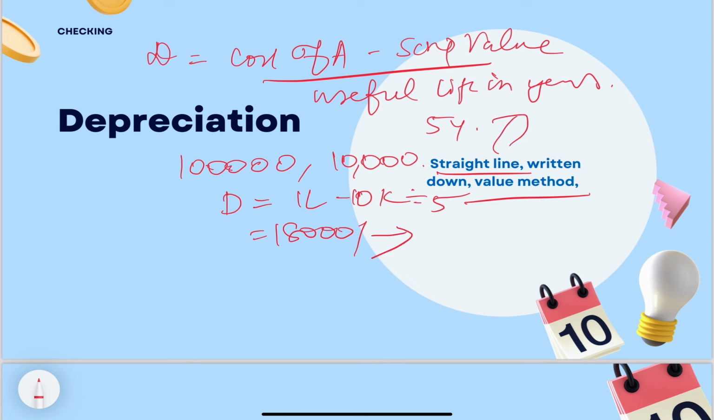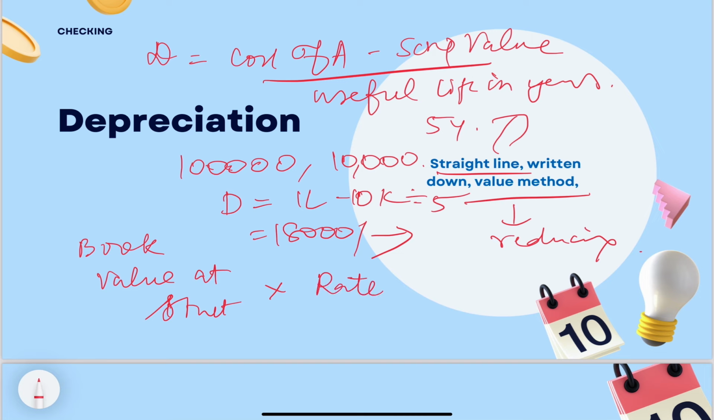The written down value method is also known as the reducing balance method. Here the formula would be book value at the start of the year into the rate of depreciation. So it would be 1 lakh and the rate of depreciation is 10%. So the first year it is 10,000, the second year it would be 9,000, and for the third year 8,100. So it will go on like that.